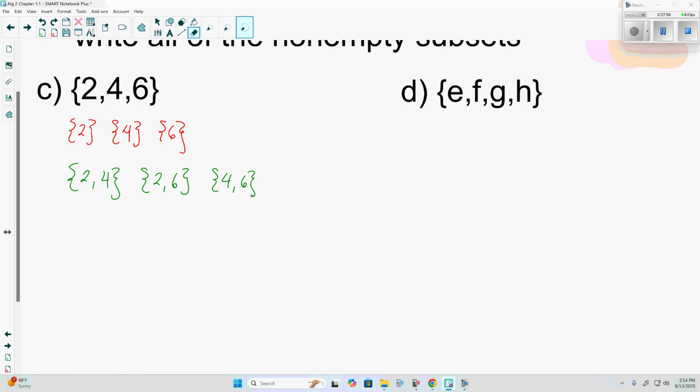Now for us, for all intents and purposes, 2, 4 and 4, 2 are the same set. For these here, order is not going to matter. There are some sets where order does matter, where the order of how things are written does make a difference. But for here, order doesn't matter. 2, 6 and 6, 2 are the same thing. Do we have any other subsets? 2, 4, 6.